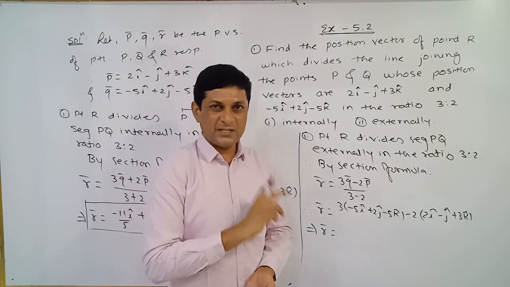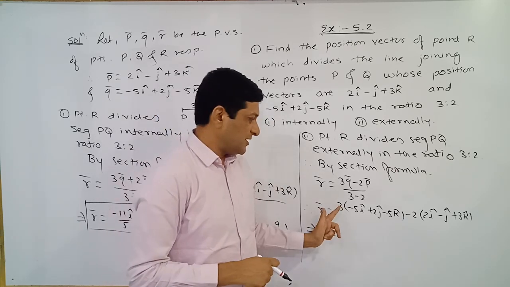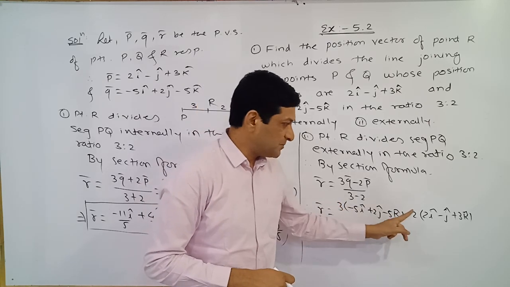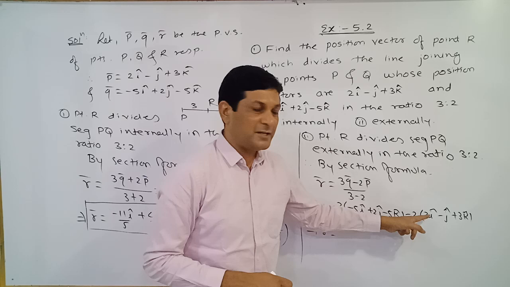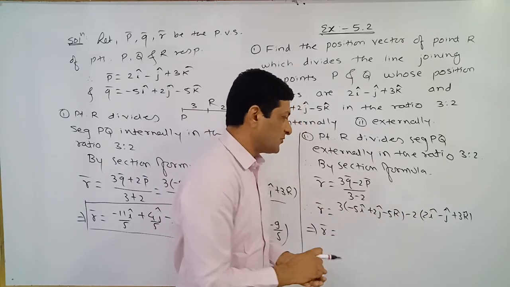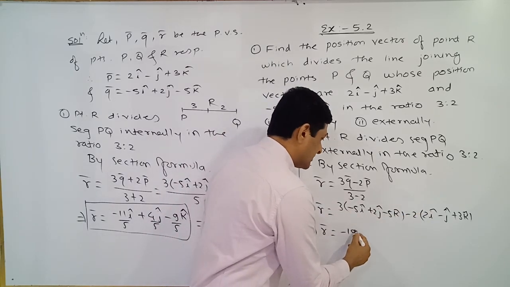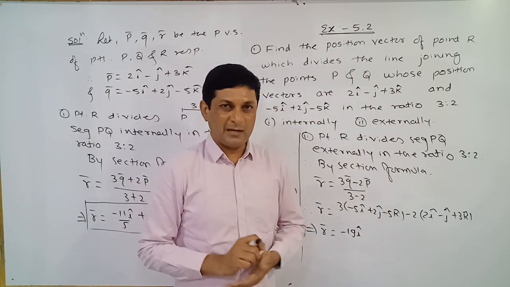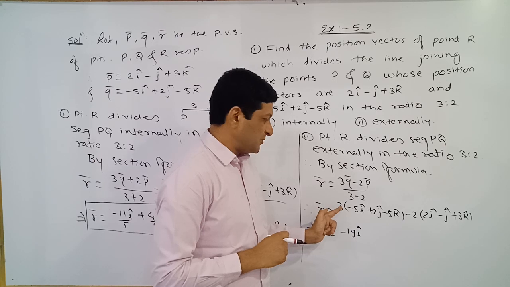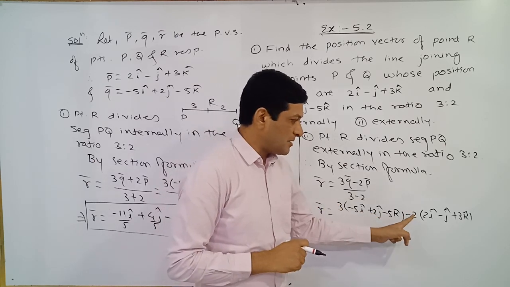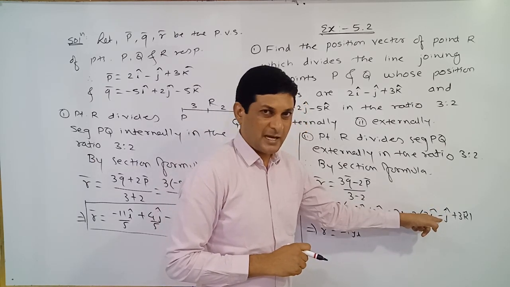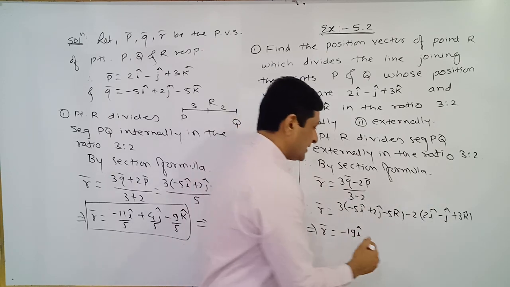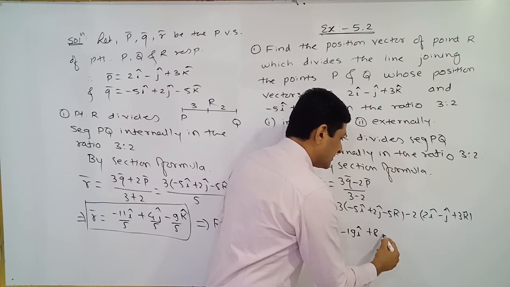Now we are collecting first the terms of i cap. So observe here, its coefficient is 3 into minus 5, minus 15, and minus 2 into 2, minus 4. Minus 15 minus 4 will become minus 19. So minus 19 i cap. Now we are collecting the terms of j cap. So observe here, the terms of j cap: 3 twos are 6, and here minus 2 into minus j cap means plus 2 j cap. Plus 6 and plus 2 will become plus 8 j cap.